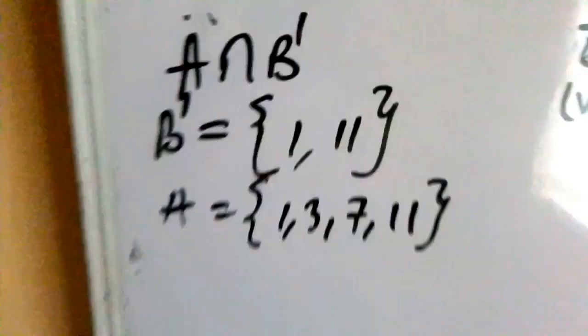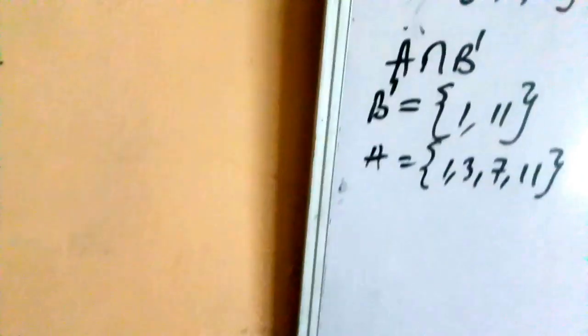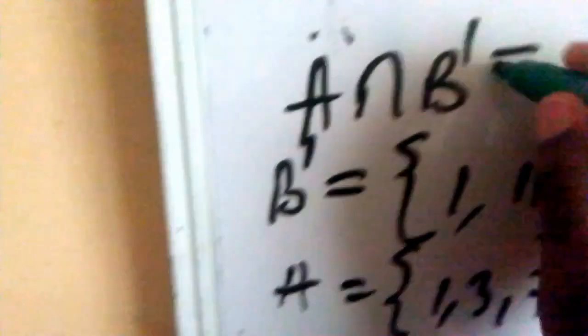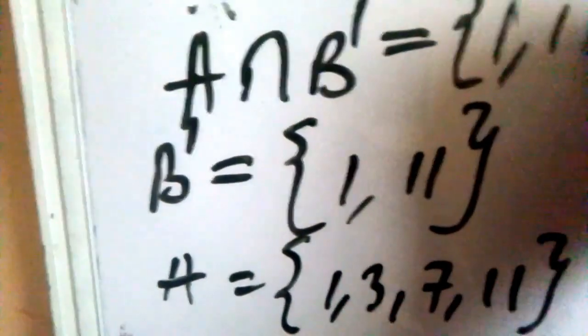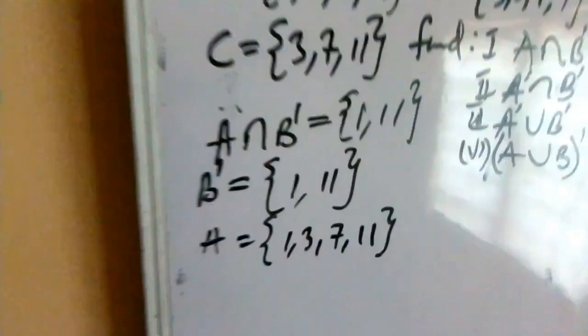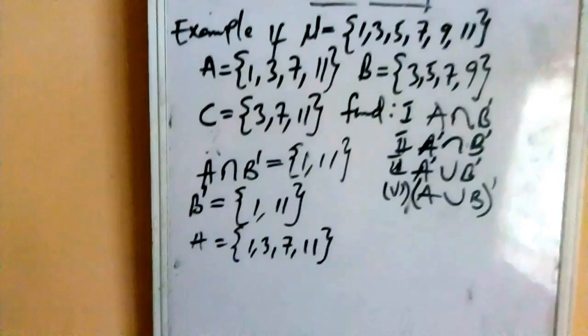So we are now looking at what the set is, what is common to A and B complement. So we can now write it as 1 and 11. 1 and 11 is the answer to this A intersection B complement. That's the element that is common to both of them. That is for number 2.